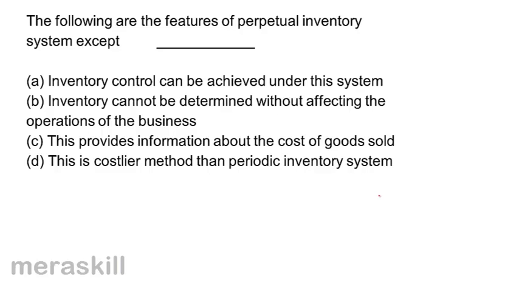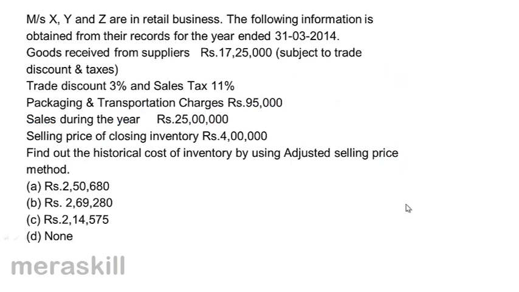All of these are features except one. Under the perpetual inventory system, inventory control can be achieved, you get information about cost of goods sold, and it is costlier than the periodic inventory system. But inventory cannot be determined without affecting operations? No, we can determine inventory from the records. We do not need to stop the operations of the business and count inventory. Therefore, the correct answer is B. B is not a feature of the perpetual inventory system.